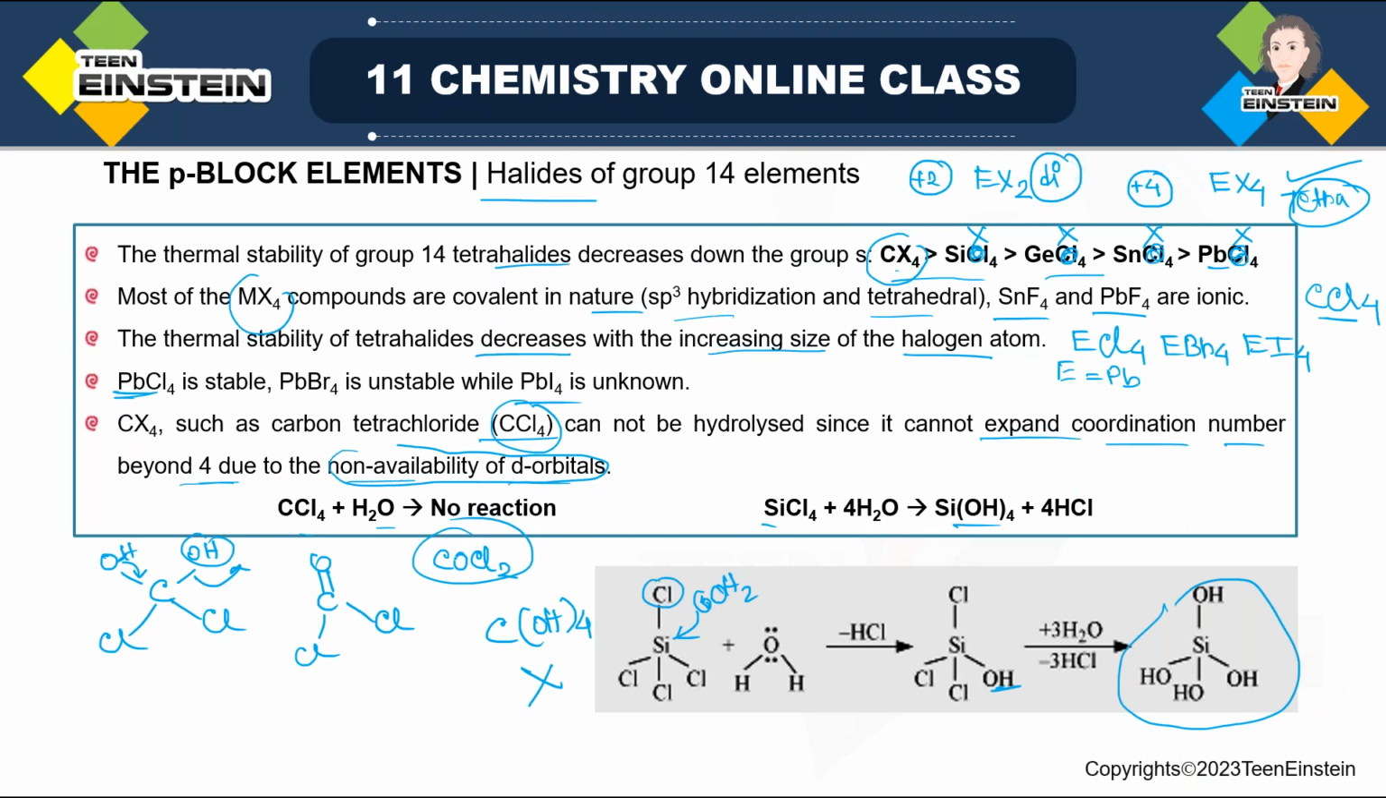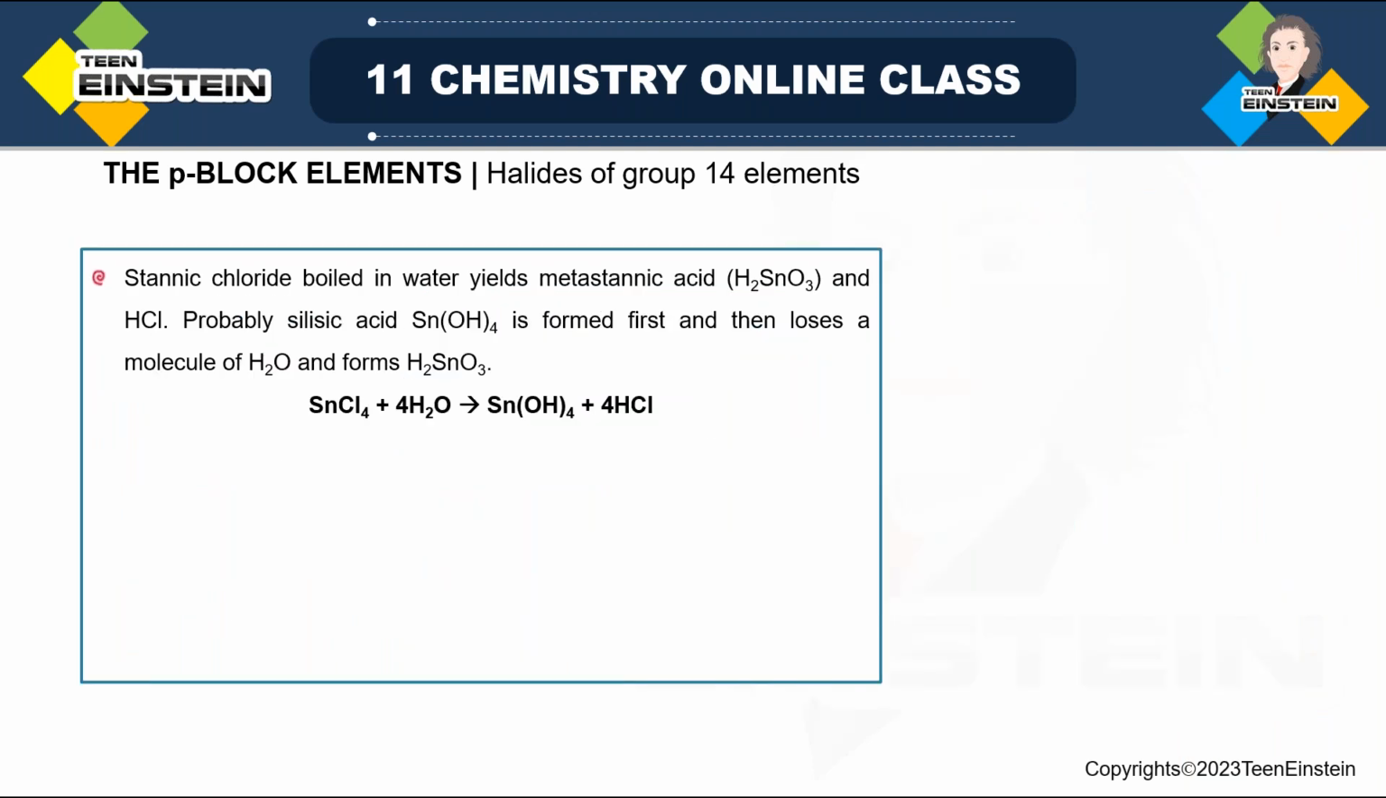Now this is very important information. You can get problems based on this. Come to the other halides. Next we have stannic chloride. Stannic chloride is SnCl4. When you are boiling it in water, it yields metastannic acid, which is H2SnO3 and HCl. But directly you do not get this product.